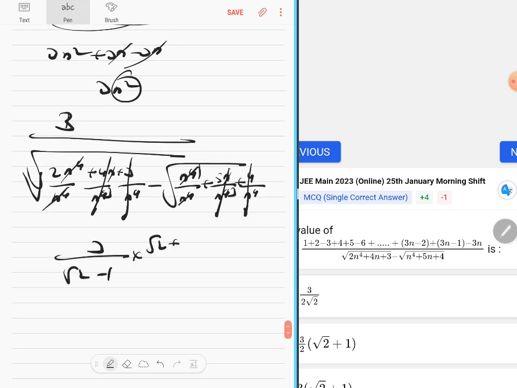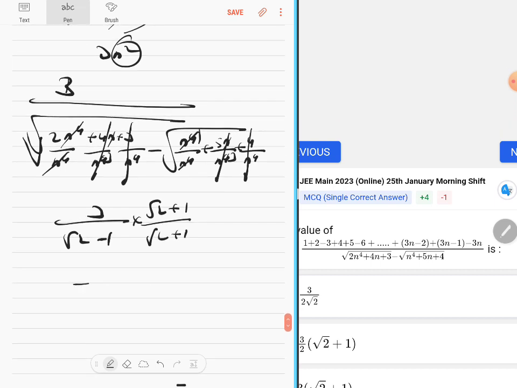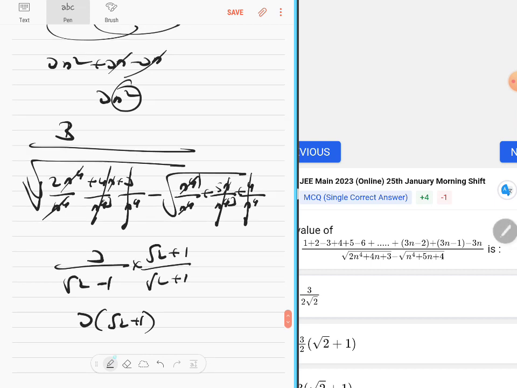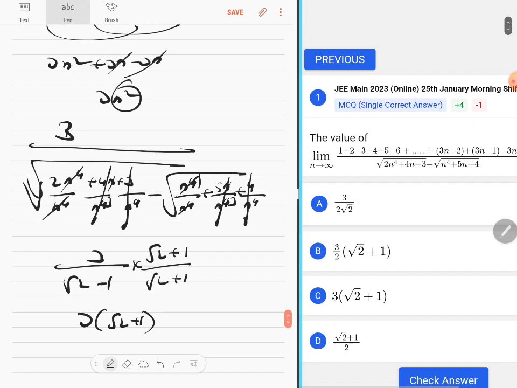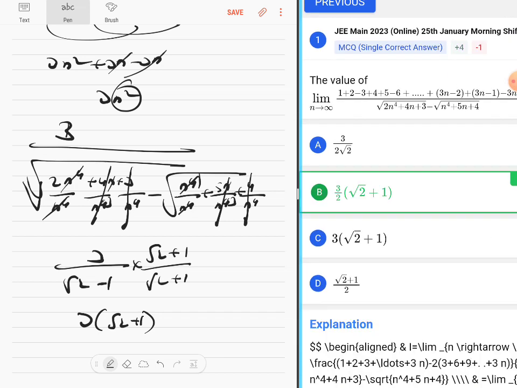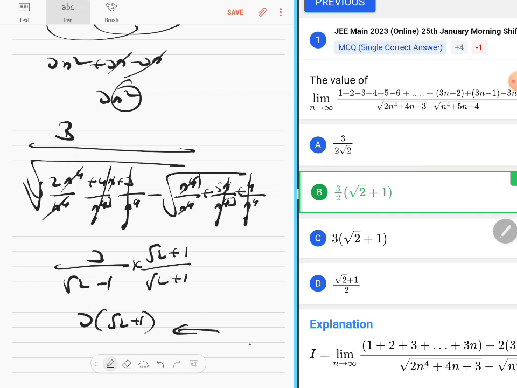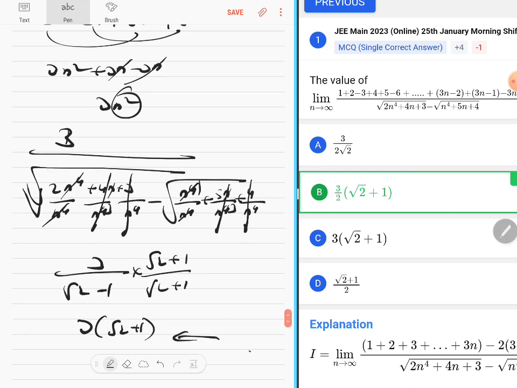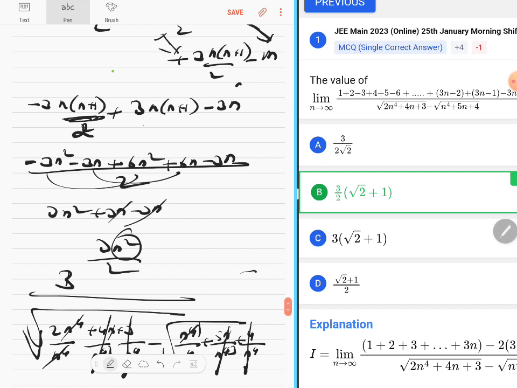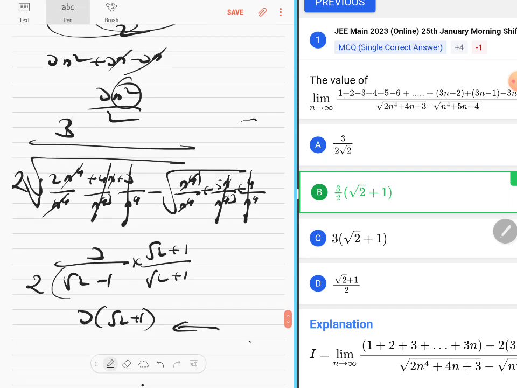Rationalize by root 2 plus 1 by root 2 plus 1. So a square minus b square, the denominator is 1. So 3 into root 2 plus 1. I have option as C. Let's see if the answer is right. No, it should be 3 by 2. I missed some 2 somewhere. Where did I miss the 2? Yeah, the LCM 2. I missed it. So there will be a 2 down in each of these places.